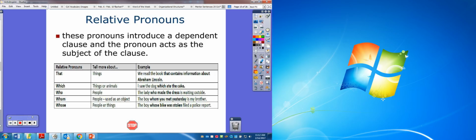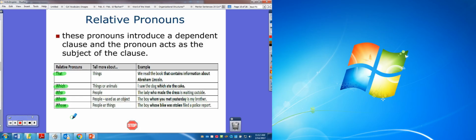If you look in the chart, you see we have that, which, who, whom, whose. Take a good look at how which is spelled, W-H-I-C-H, okay? These relative pronouns will start a dependent clause and often act as the subject of the clause. The word that will tell more about things. The word which will tell about things or animals. Who, whom, and whose will tell all about people.